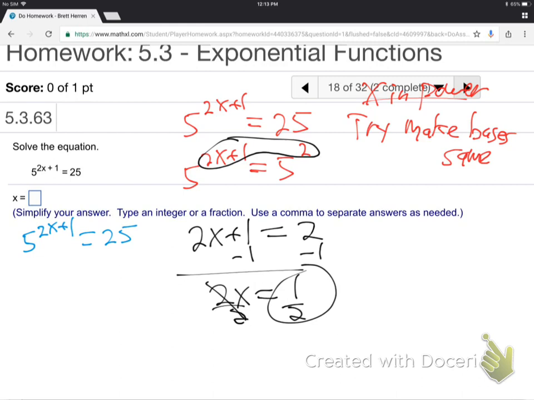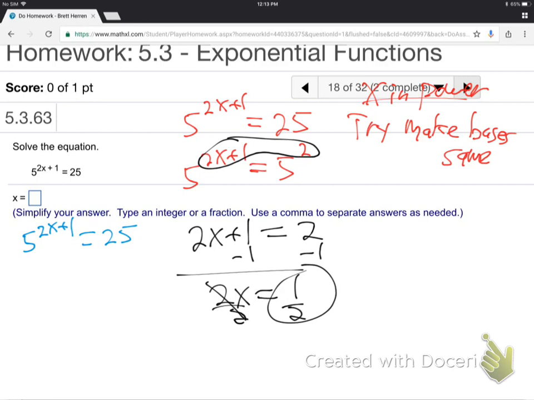How are you going to get X alone? X is in the power. It's way up there in the power zone. What are you going to do? Divide by that 5? No, you can't divide by that 5. That's not 5 times 2x plus 1. That's 5 to the power 2x plus 1. You can't just divide off that 5. You see how weird it is? See how difficult it is when X is in the power zone?